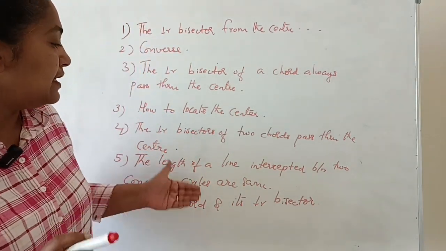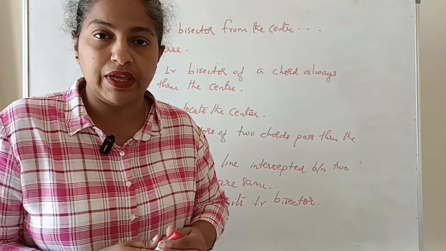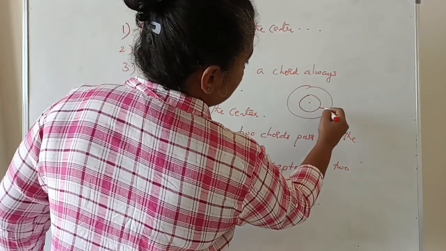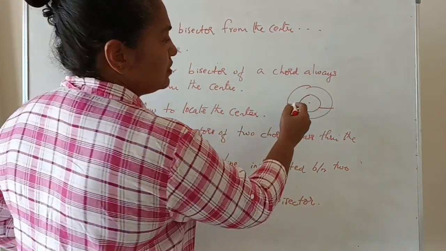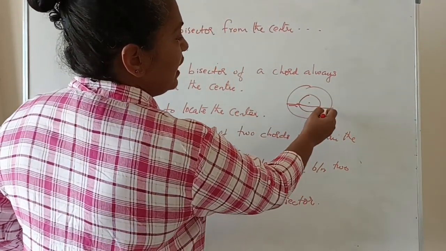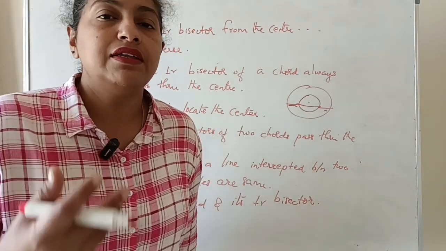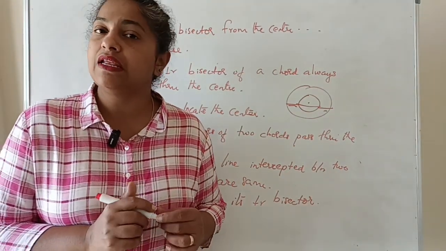And then we learned that the length of a line intercepted between two concentric circles has to be equal. We did two proofs for that. One was by congruence and the other was by using the theorem that we studied today. Then we did the sum regarding the perpendicular bisector and the common chord.